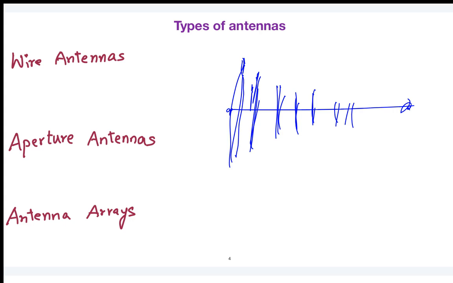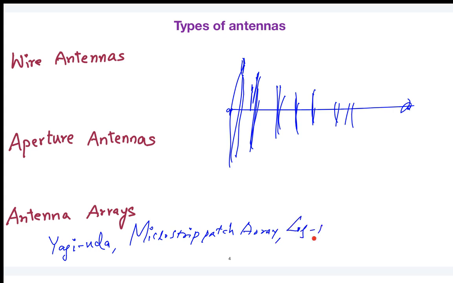So if you see the antenna arrays, I can say that the Yagi Uda antenna is an example. And if you go to the microwave, there are microstrip patch arrays. And you can even see your log periodic antenna. Like this. So antenna arrays means you are cascading a number of antennas in parallel in order to increase the gain and in order to increase the overall frequency range of operation.